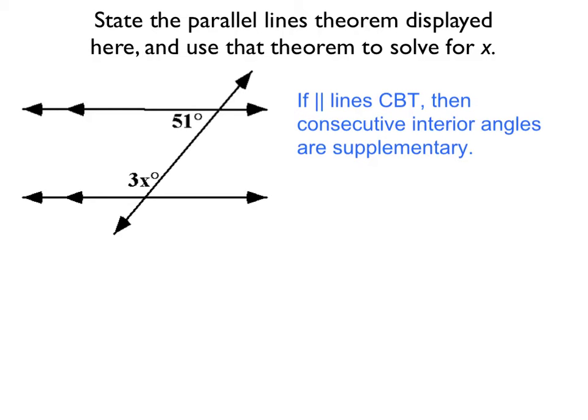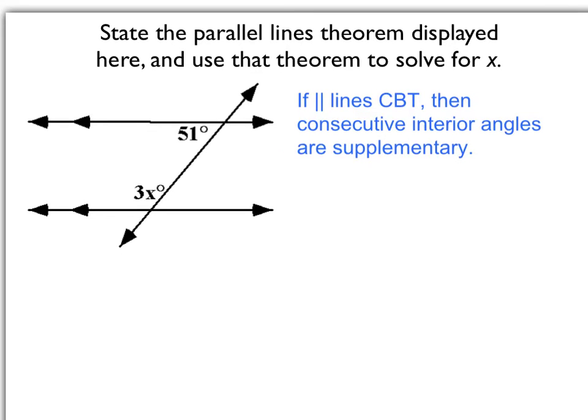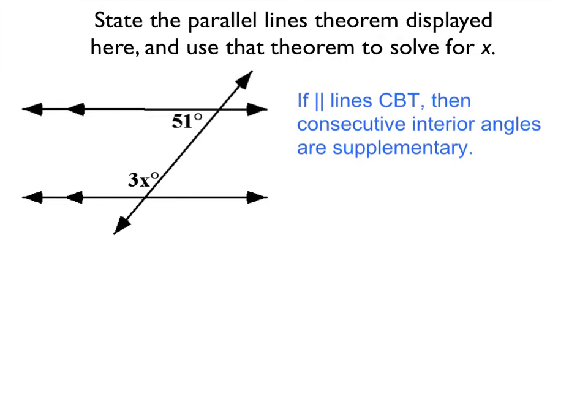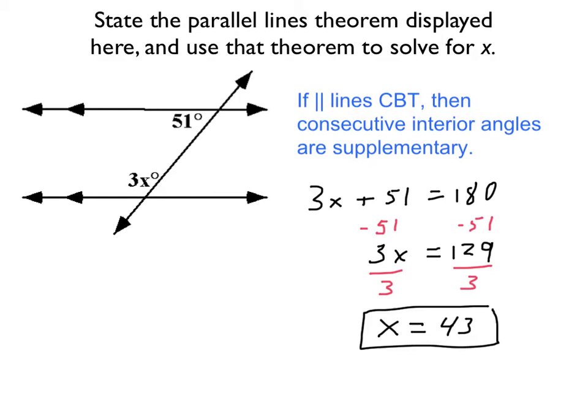So the theorem we have is that those consecutive interior angles are supplementary, which means that 3x plus 51 equals 180. And then we'll solve that in the usual way. And so we get x is 43.